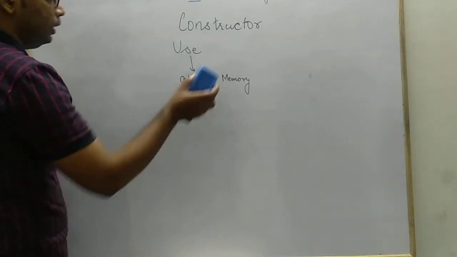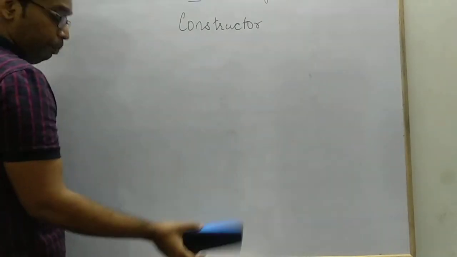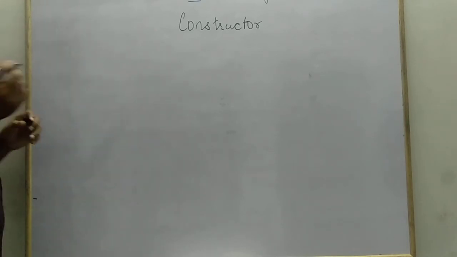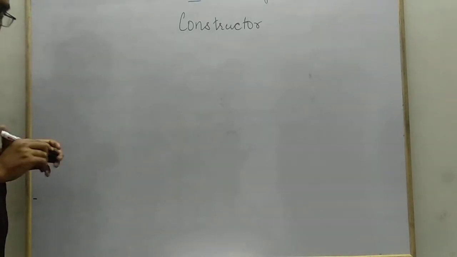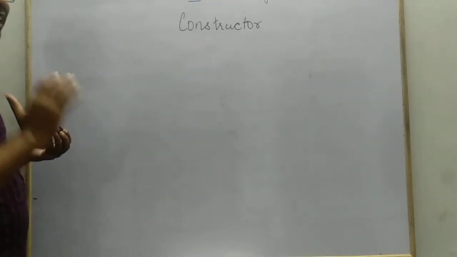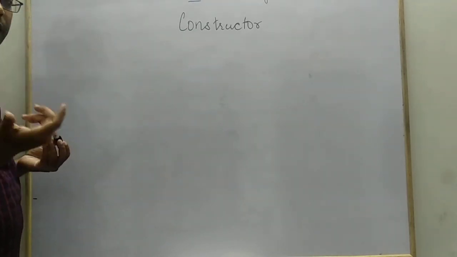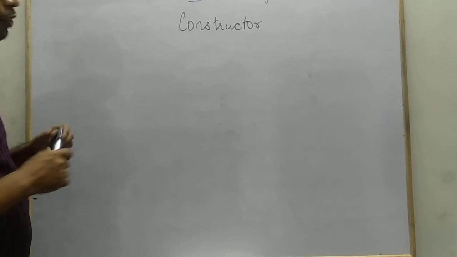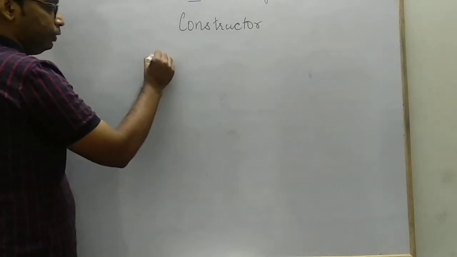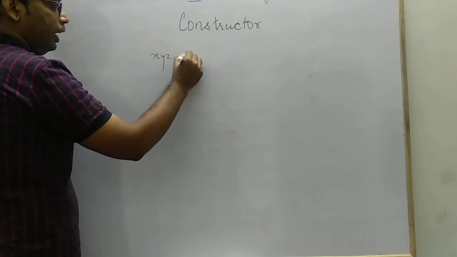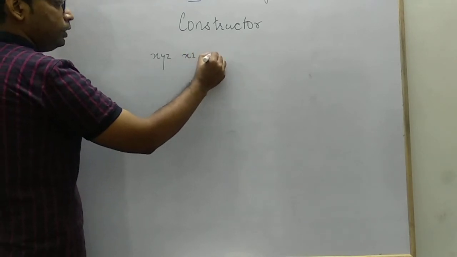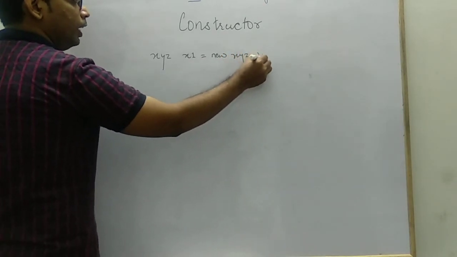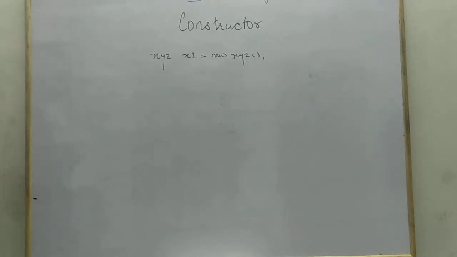Now one more important thing: the constructor is automatically called. Like other methods, you need to call the methods, but the constructor need not be called. It is automatically called as soon as you create the object of the class. So what is the syntax to create the object of a class? Suppose the class name is XYZ, as we defined earlier. XYZ x1 equals new XYZ. I think you are aware of this statement.